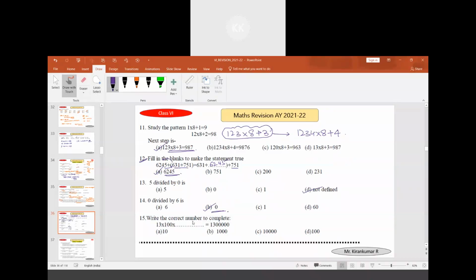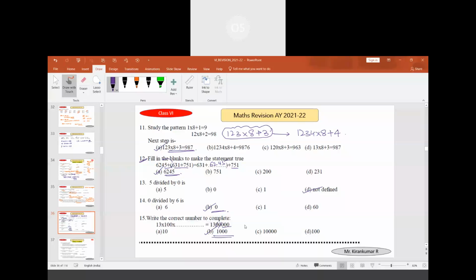13 into 100. Here two zeros are there. Two zeros if you remove, then 1000, 3 more zeros will be there. 1000, option B. 3000 is correct.